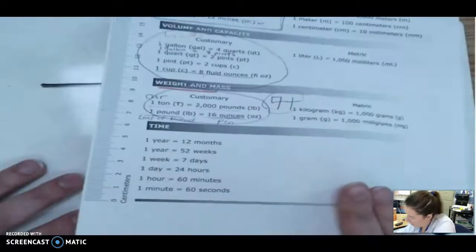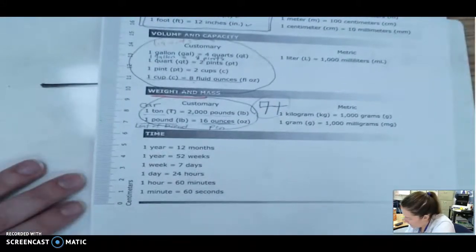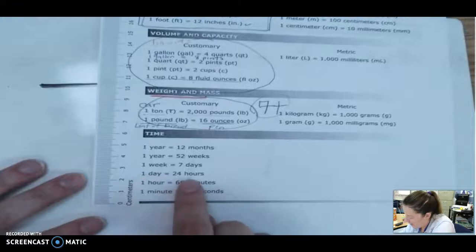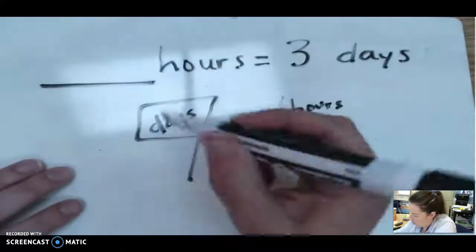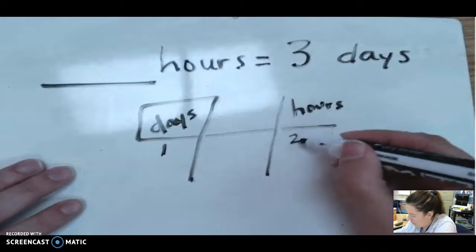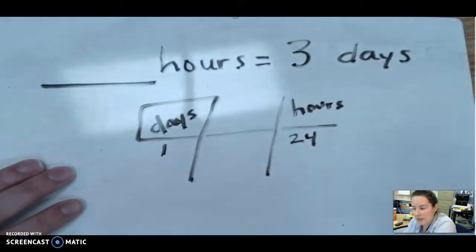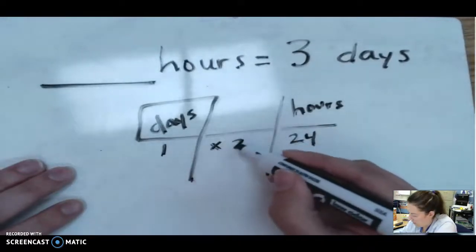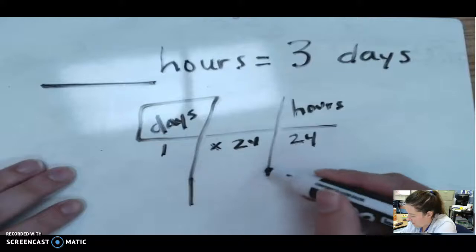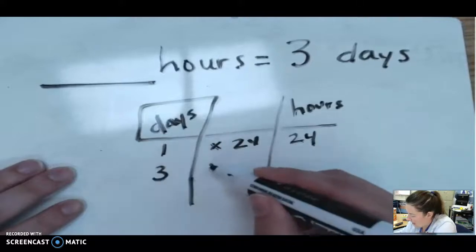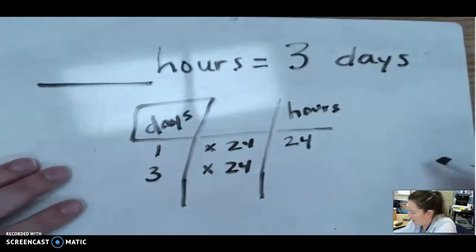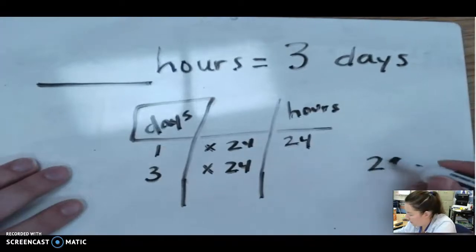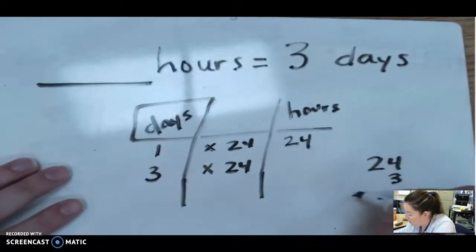So let's see, what do we know about days and hours? 1 day is 24 hours. So 1 day is 24 hours. So that's times 24. So 3 days would be how many hours? It's 3 times 24. I don't know that. I'm going to have to multiply it.